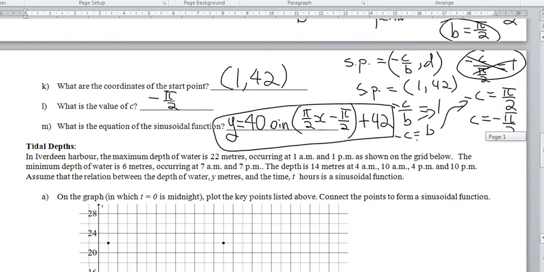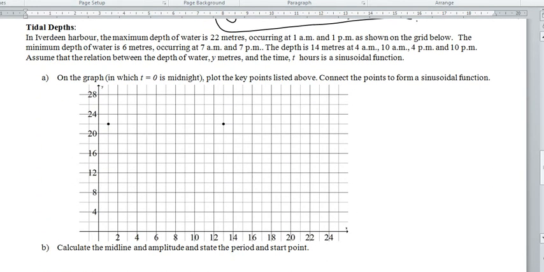Okay, do the same thing. Tidal depths. In Inverdeen Harbor, the maximum depth of water is 22 meters, occurring at 1 a.m. So this is a height in meters. Let's maybe just label this to help ourselves out. Height in meters, and this is time in hours.